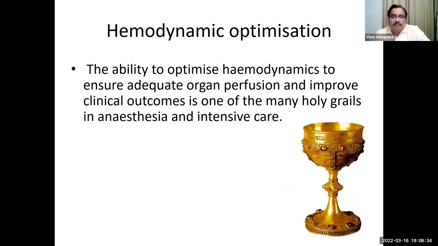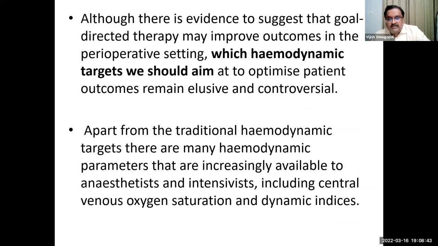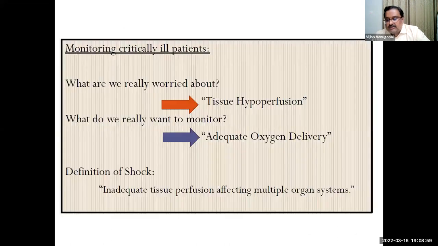So coming to hemodynamic optimization, the ability to optimize hemodynamics to ensure adequate organ perfusion and improve clinical outcomes is one of the many holy grails in anesthesia and intensive care. But which hemodynamic targets should we aim to optimize the patient? It remains elusive and controversial. So apart from the traditional hemodynamic targets, there are many other hemodynamic parameters that are increasingly available, like the dynamic indices and the central venous oxygen saturation.